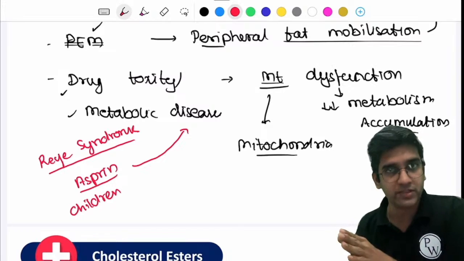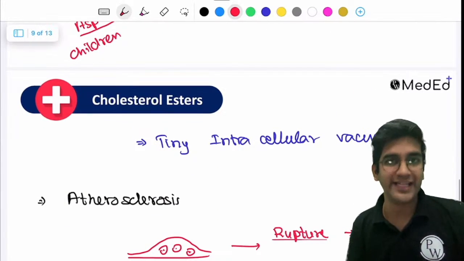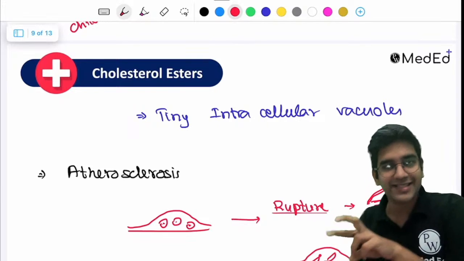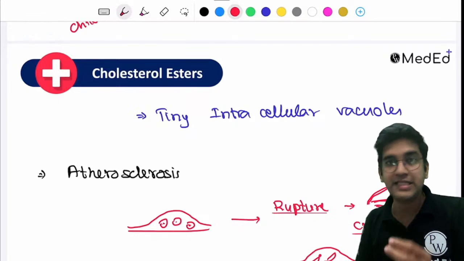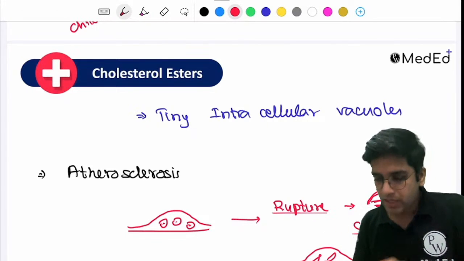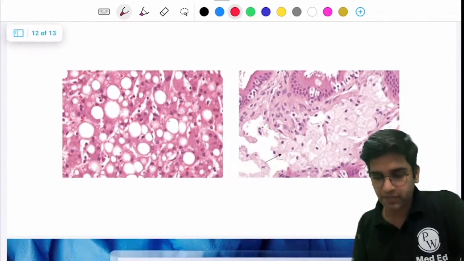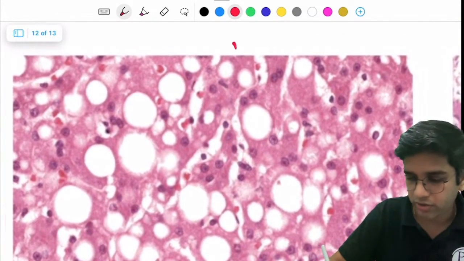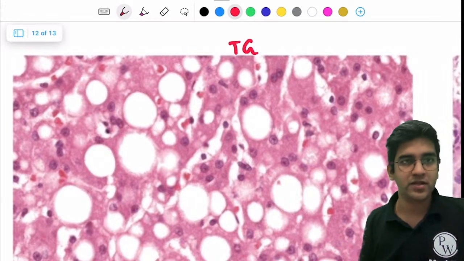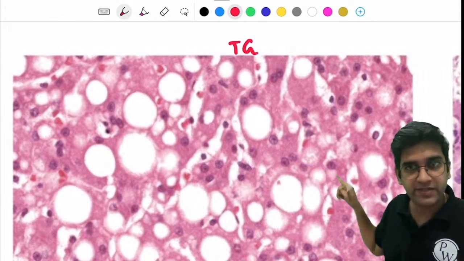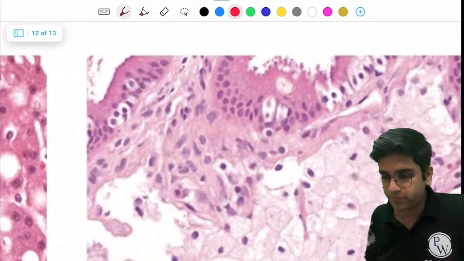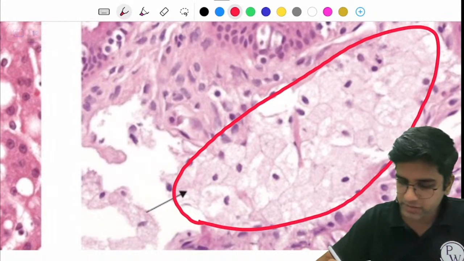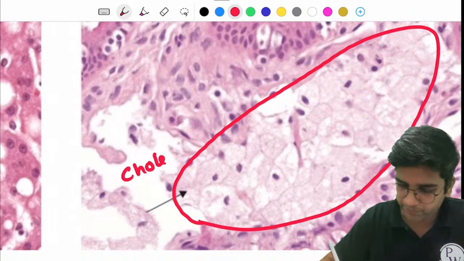The second half of Robbins, that's the accumulation, has your cholesterol esters. There's one major difference between cholesterol esters and triglyceride accumulation, which I can easily look for in the microscope and we can identify. Before going to this, I'll show you the microscopic image. Let's see if you're able to identify. This is your fatty liver, or I'll write triglycerides. Look at these empty spaces. I'll show you one more thing. And look at this empty space. This also is an empty space, but this is your cholesterol.